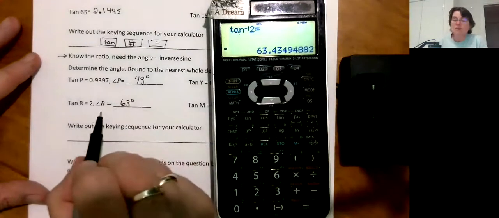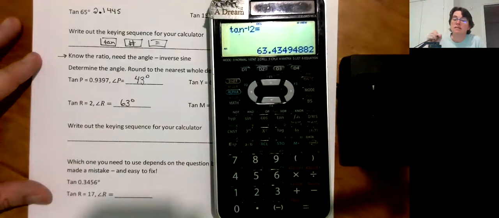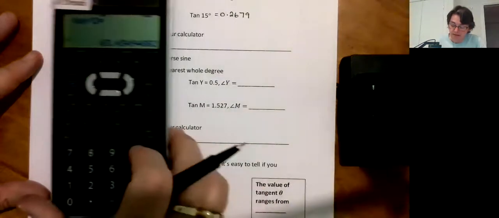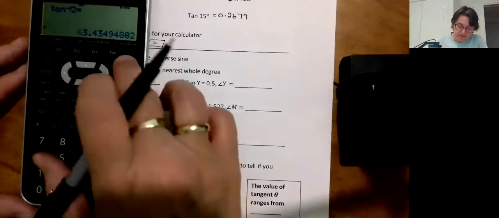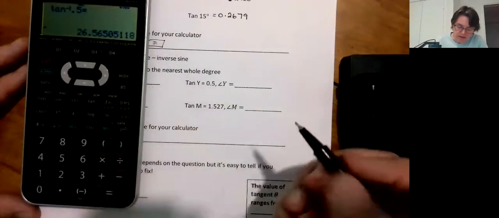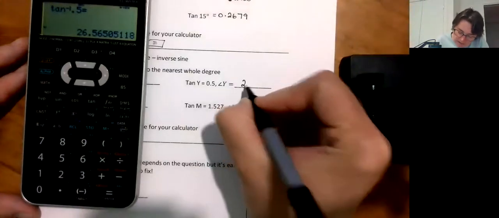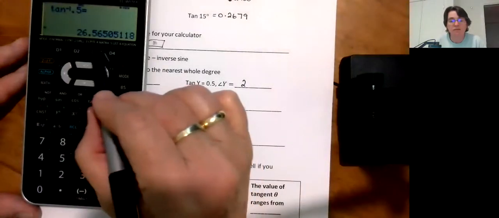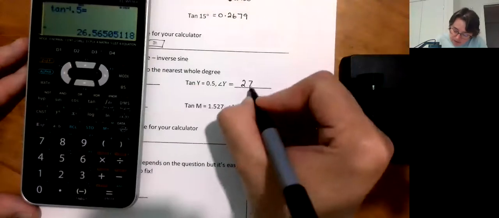So if you're looking for the angle, you're going to have to use that inverse or the second button. Second tangent 0.5 is 26.56. So that's going to be 27 degrees.